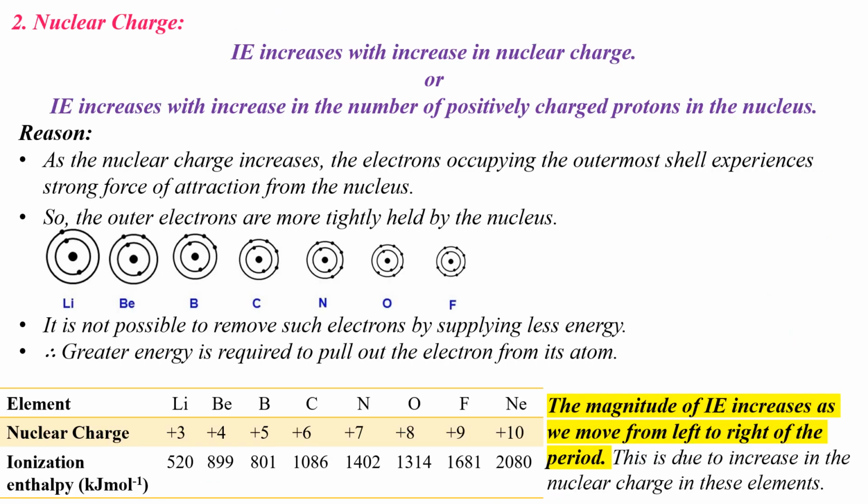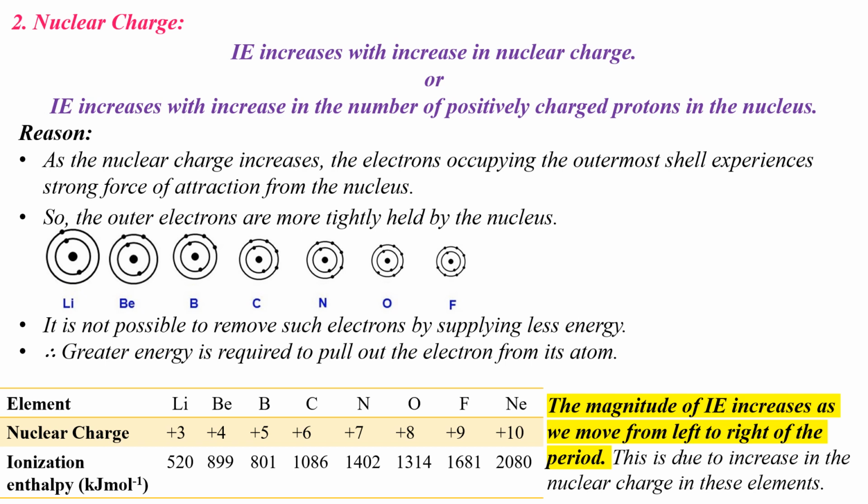Now let us look at the second factor, nuclear charge. Ionization enthalpy increases with increase in nuclear charge. That is, it increases with increase in the number of positively charged protons in the nucleus. As the nuclear charge increases, the electrons occupying the outermost shell experience strong force of attraction from the nucleus. Consequently, the outer shell electrons are more tightly held by the nucleus.